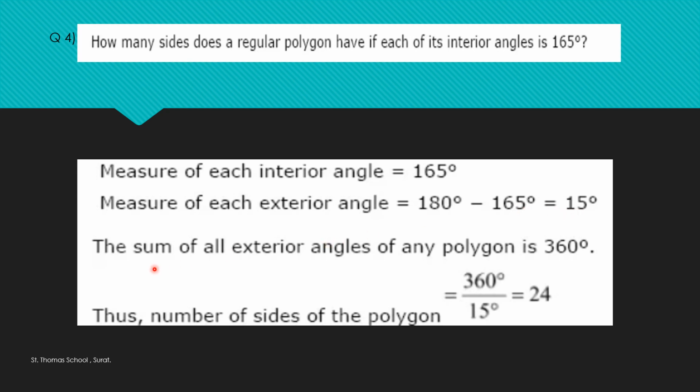It's clear? Now the sum of all exterior angles of any polygon is 360 degrees. So the number of sides of the polygon is the total measure divided by the measure of each exterior angle. That is 360 degrees divided by 15 degrees is equal to 24. The division you can do yourself and check whether this answer is correct or not. 360 degrees by 15 degrees is equal to 24. What is the meaning of this? If the interior angle is 165 degrees, then the regular polygon has 24 sides. It's clear?